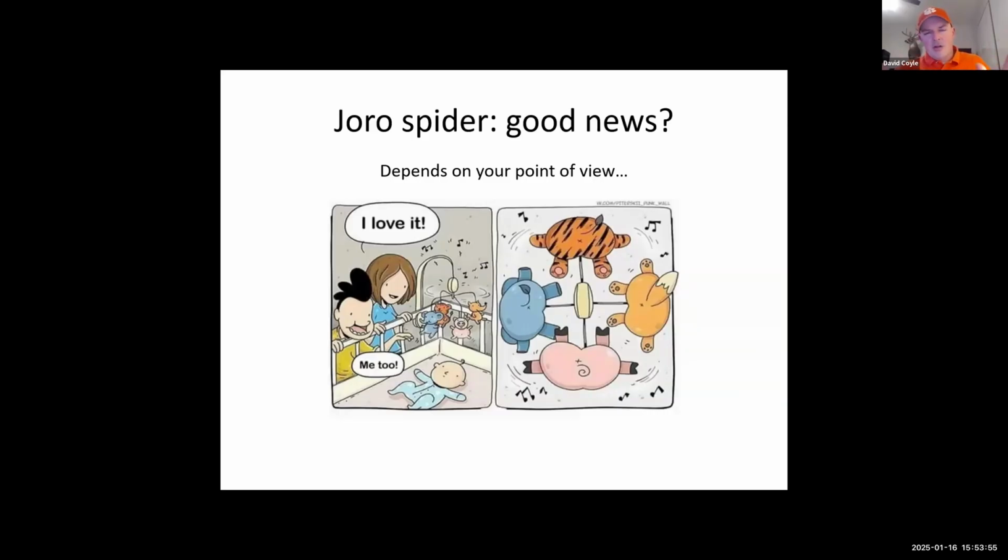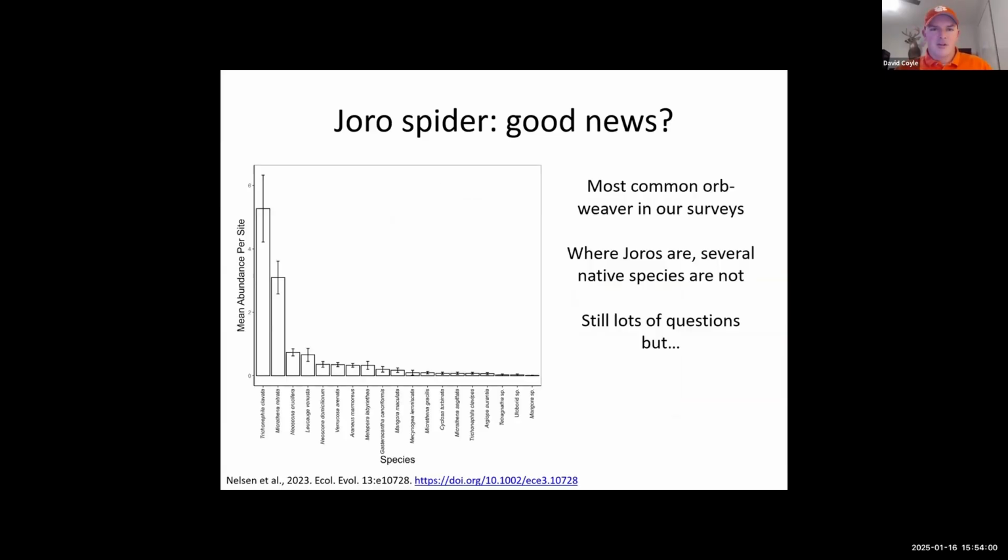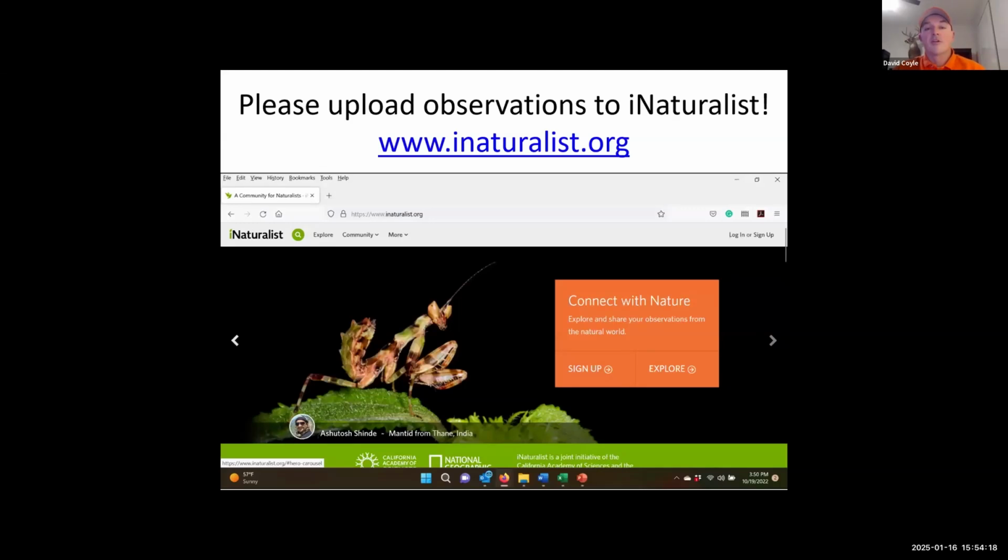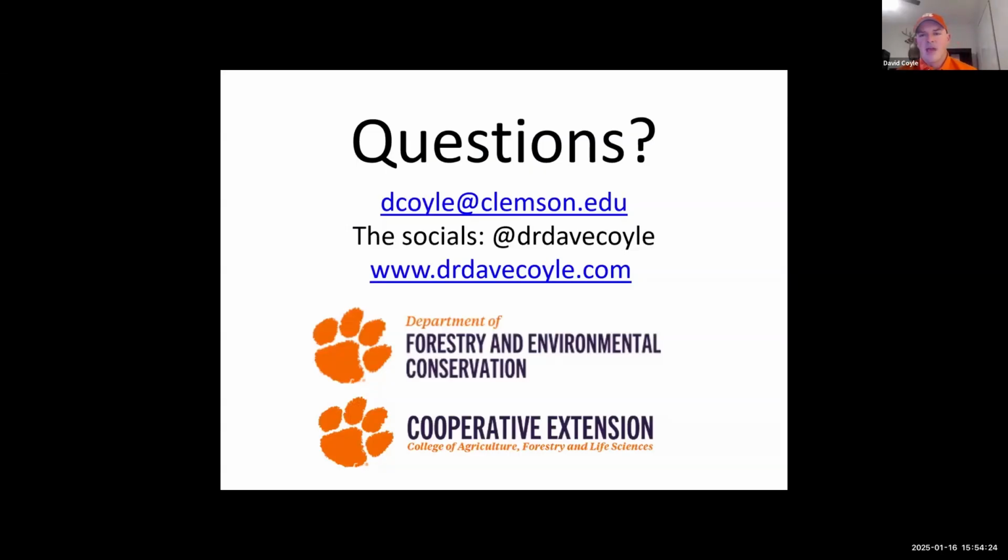So is it good or not? That depends on your perspective. Mine, as a pest manager and ecologist, I don't think it's going to be good. We've done surveys and you see that where Joros are, they just take over pretty much everything, and you don't find any of the natives. All you find are Joros. So I think, at this point, this is not a great thing we have. And if we do see those, I would encourage you to report them to iNaturalist to help us with some of our research. With that, there's a few minutes left, and I am happy to take any questions.